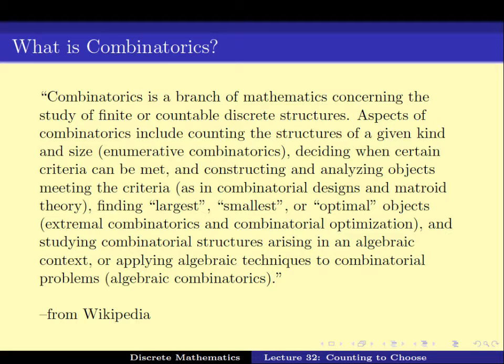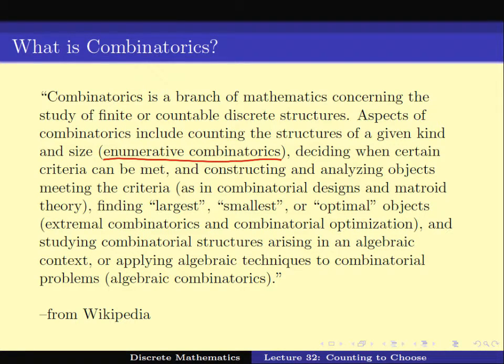Finding largest, smallest or optimal objects, and studying combinatorial structures arising in an algebraic context or applying algebraic techniques to combinatorial problems. Now this is what Wikipedia says about combinatorics. And as you can see in this quotation, there are sub-branches of combinatorics, for example, enumerative combinatorics, combinatorial design and matroid theory, extremal combinatorics and combinatorial optimization, algebraic combinatorics, and so on.